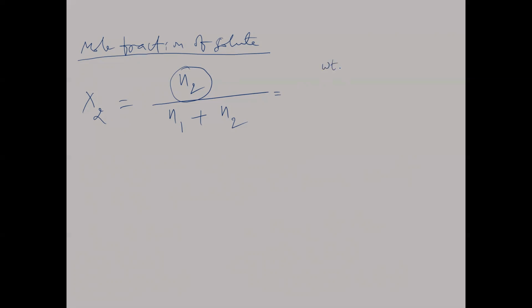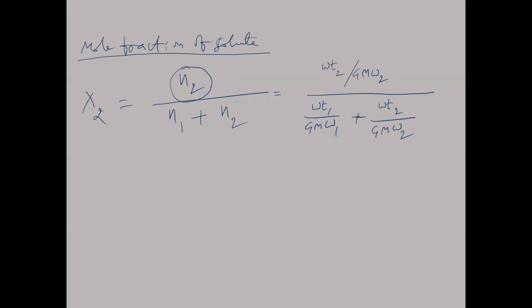Now again, what is the formula for N2? Weight of solute by gram molecular weight of solute, divided by N1, which is the weight of solvent by gram molecular weight of solvent, plus again N2. N2 means again the weight of solute by gram molecular weight of solute.